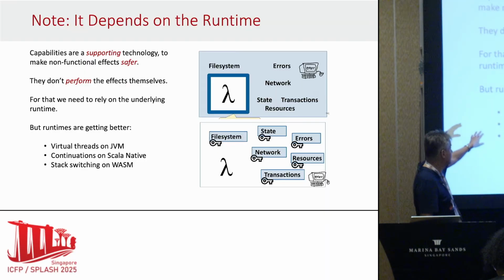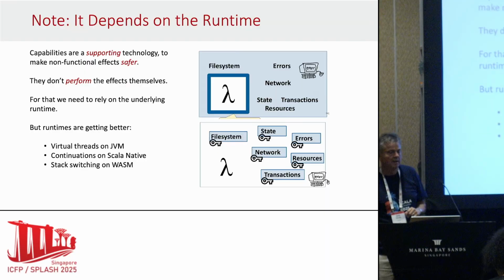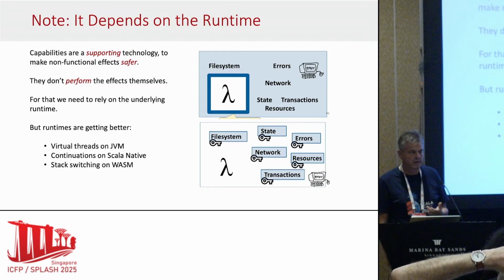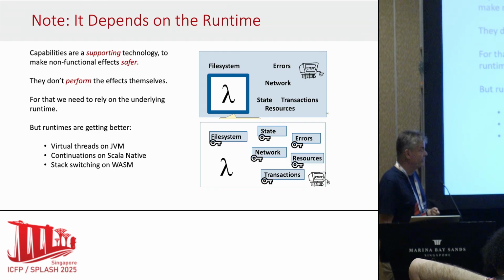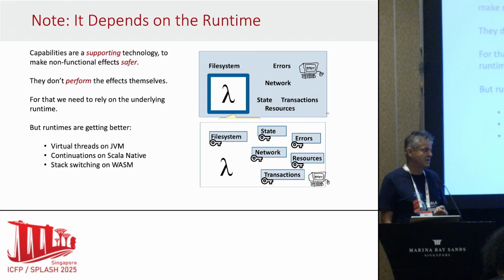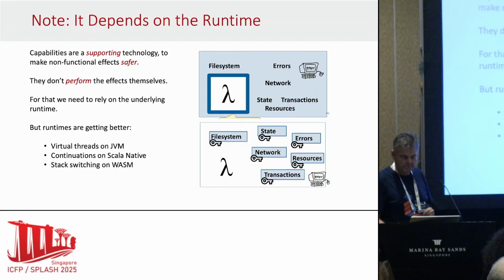But runtimes are getting better recently. So, for instance, if we look at reactive and asynchronous programming, then we now have virtual threads on the JVM. We have continuations in Scala 2025, and even on the JavaScript platform, we have WASM, which allows essentially JavaScript promise integration, which is sort of a very limited form of stack switching, and more general stack switching is in the works. So we can hope that this will be solved there as well.